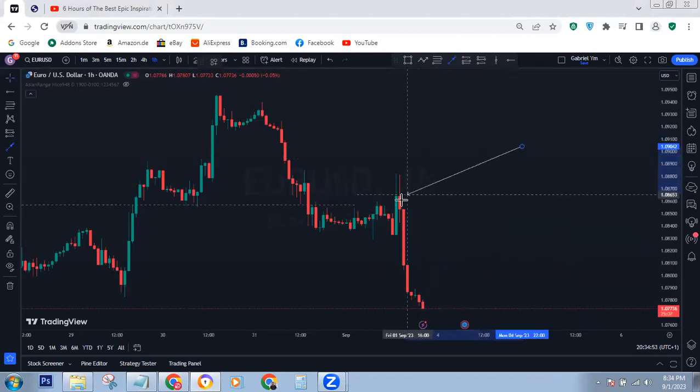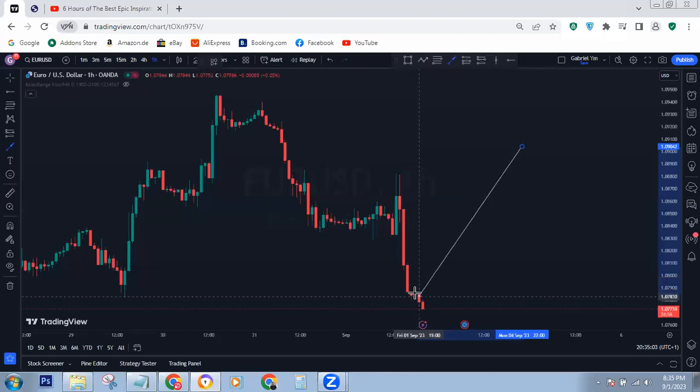That means this candle took 1 hour to form. This candle took 1 hour to form. This candle took 1 hour to form, and this candle, and this candle here, and this candle all took 1 hour to form.